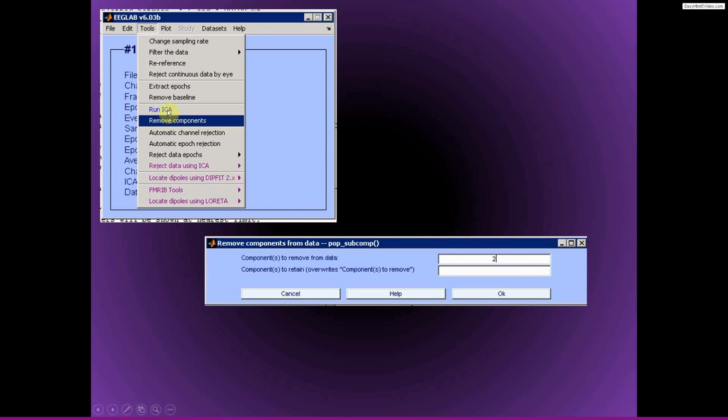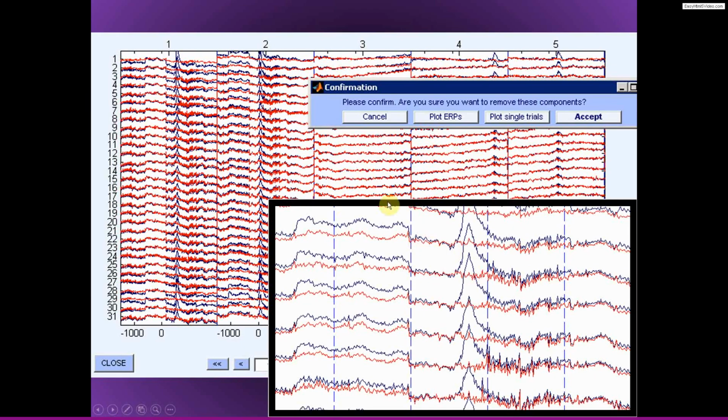Okay, so after you've identified components to reject, and I'll show you this in MATLAB in a minute, you can do this in EEGLAB, where you can identify these components to remove. There's this nice feature in EEGLAB where it will plot for you the data before and after removing those components. Here you see in this dark blue color, this is the original EEG data, and in red, this is the new EEG data after removing the components.